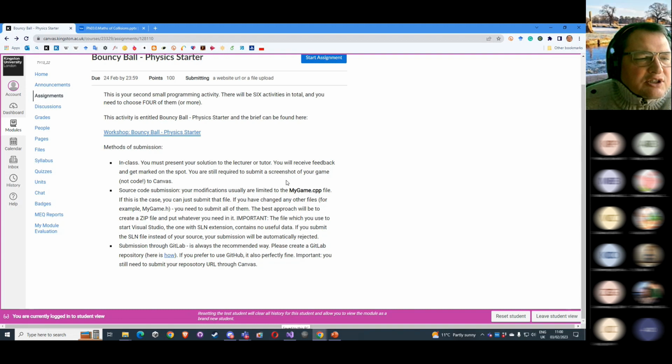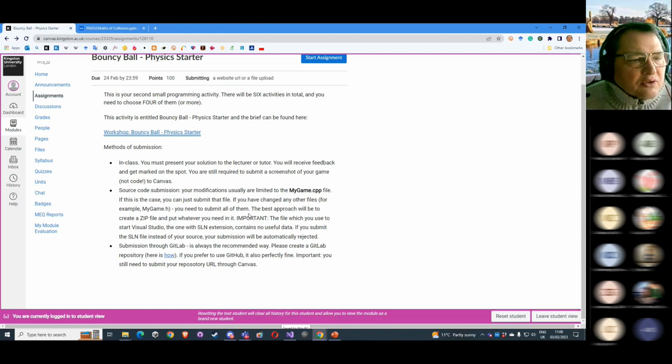The second possibility is source code submission, but because at least in these initial small exercises, you will typically just change the mygame.cpp file, sometimes the mygame.h file, then I would ask just to submit the files that you have modified to get things done. If you have more files than that, please zip them and submit a zip file.